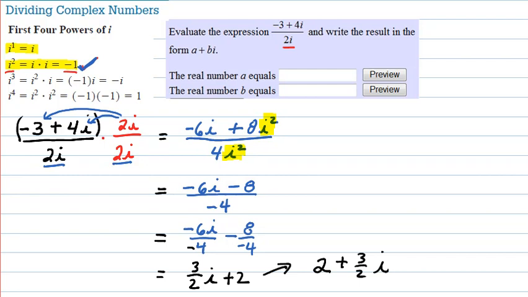Notice the way that WAMAP wants us to enter these answers. They want the a, the real number part, in the first box, and the coefficient on the imaginary number part in the second box. So you would put 3/2. You could also enter 1.5 in there if you want to, or you can enter it as a fraction, 3/2.